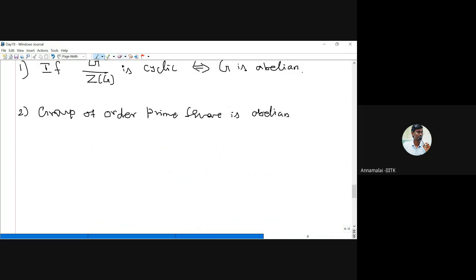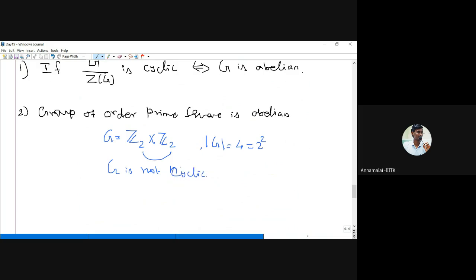Take the example. Yesterday we discussed the Cartesian product of groups. Take Z2 cross Z2. What is the number of elements? Take G equal to the Cartesian product. The number of elements in the group is 4. 4 is nothing but 2 square, so prime square. But this G is not cyclic, because the GCD of these two, 2 and 2, is not equal to 1. Therefore, the Cartesian product of two cyclic groups need not be cyclic. Therefore, G is not cyclic.